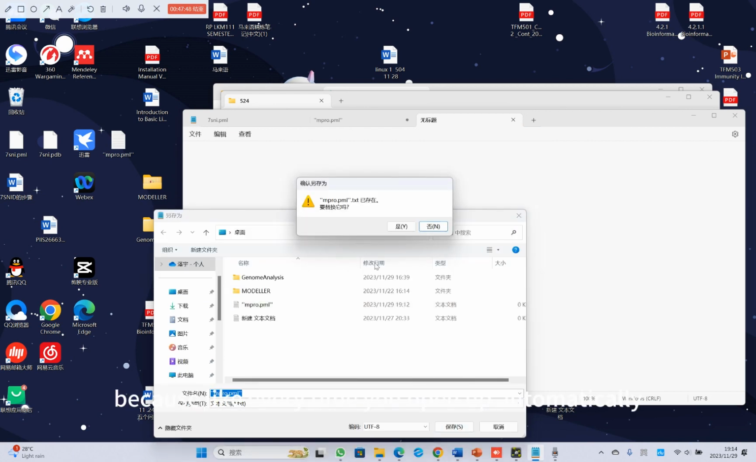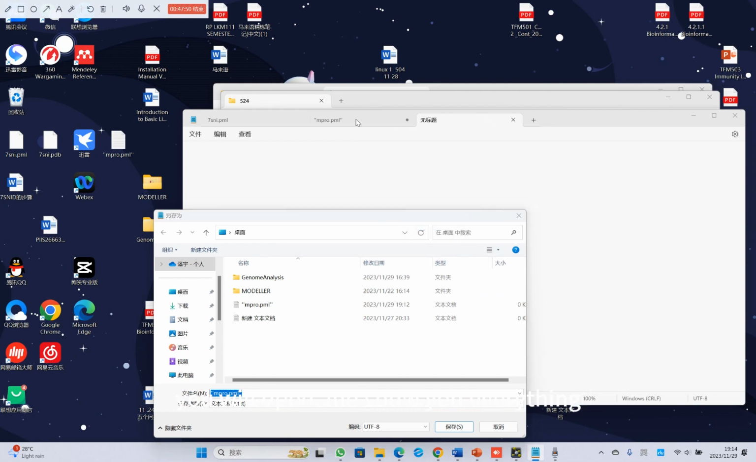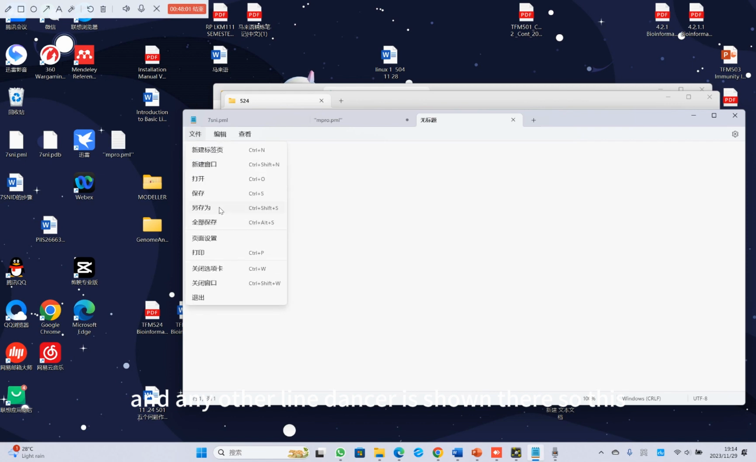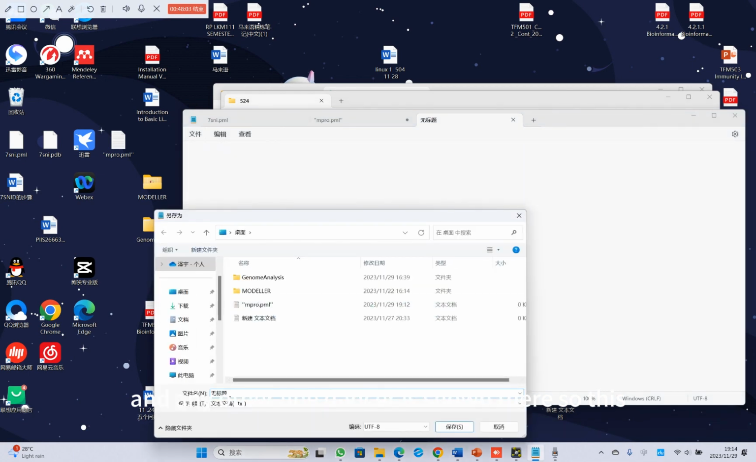Because every time we open it, it will automatically show you everything. Now it will show you all the water. The red dots are water, and any other ligands are shown there. Sometimes when you crystallize a protein, you use a lot of chemicals, so those chemicals can be seen in the structure as well. Alright? So we don't want to see it.